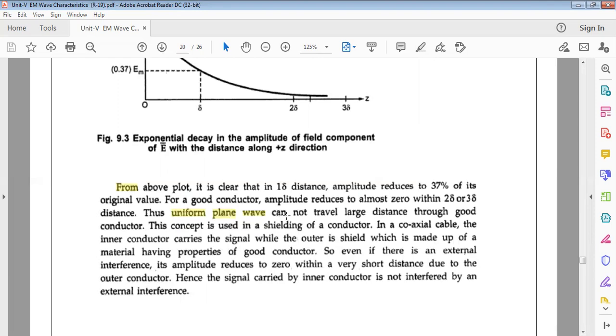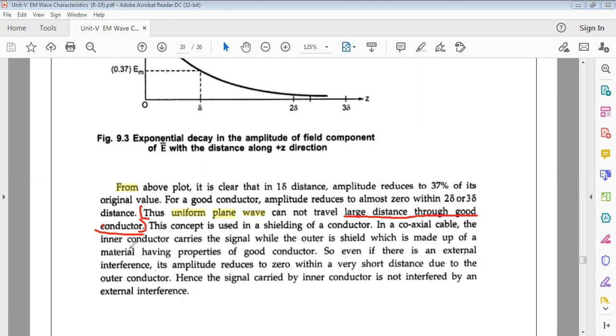Thus, the uniform plane wave cannot travel long distances through a good conductor. This is the final conclusion, my students. It is a very, very important point. This concept is used in the shielding of conductors.